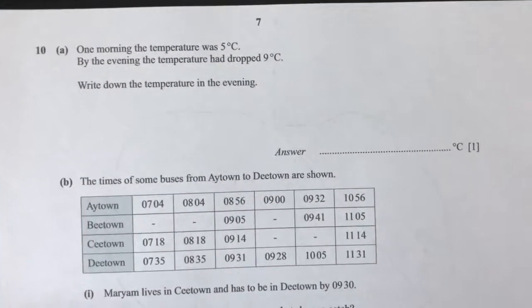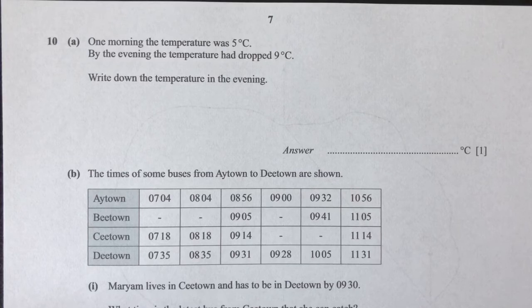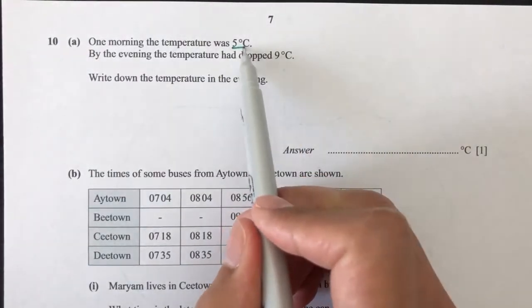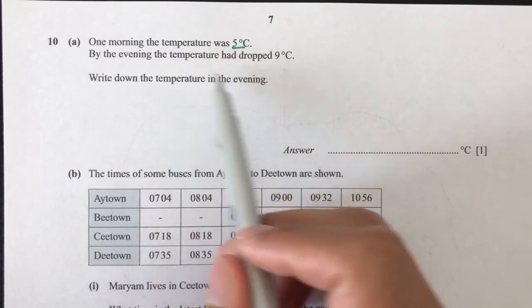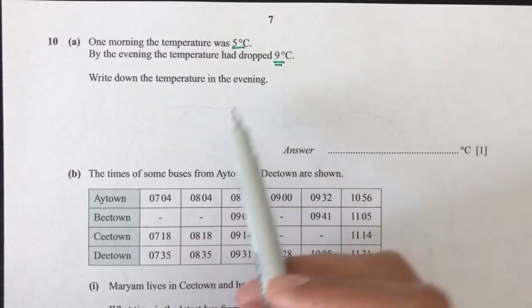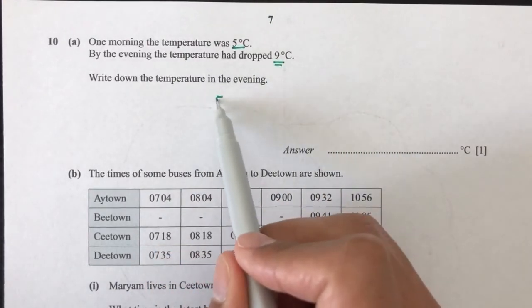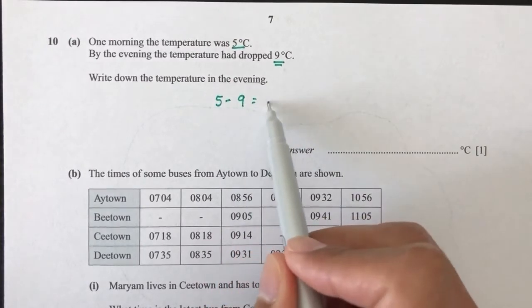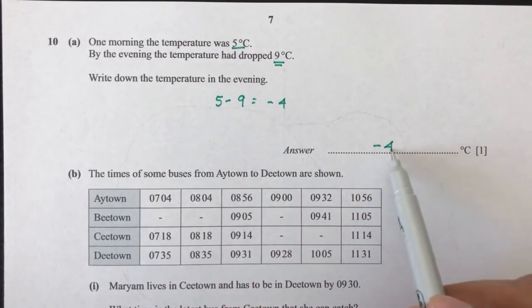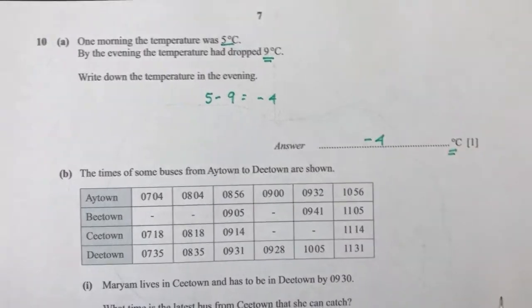Question number 10. One morning the temperature was 5 degrees. By the evening the temperature has dropped 9 degrees Celsius. Write down, so 5 minus 9 will be minus 4. So minus 4 degrees Celsius for part A.